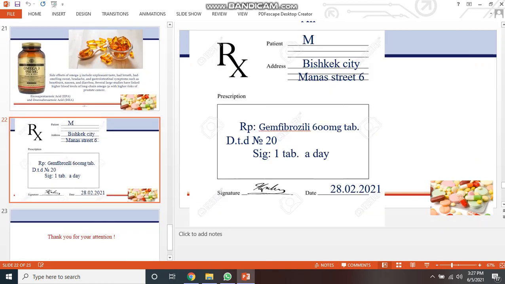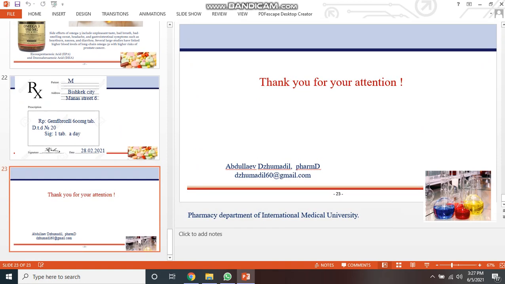And now we can see that we have a patient who lives on Minas Street. What is the prescription? So we have Rx: gemfibrozil 600 mg tab. This is an example of what we can do for a prescription.